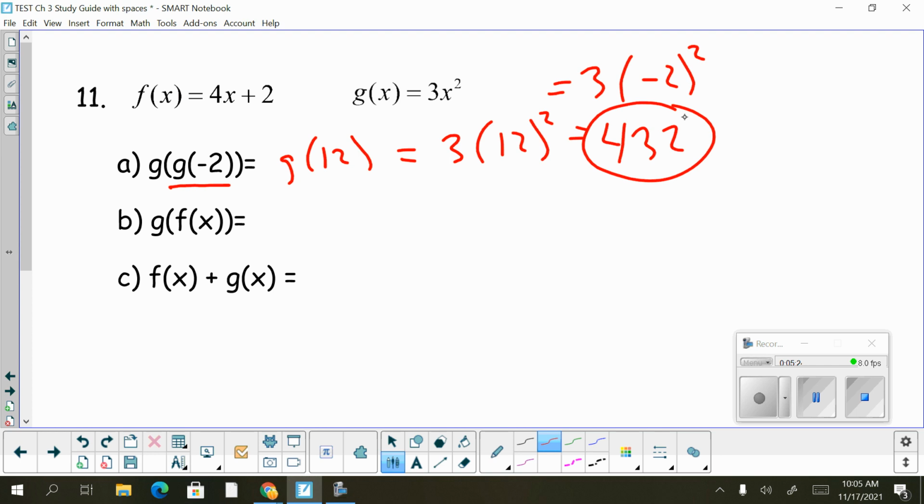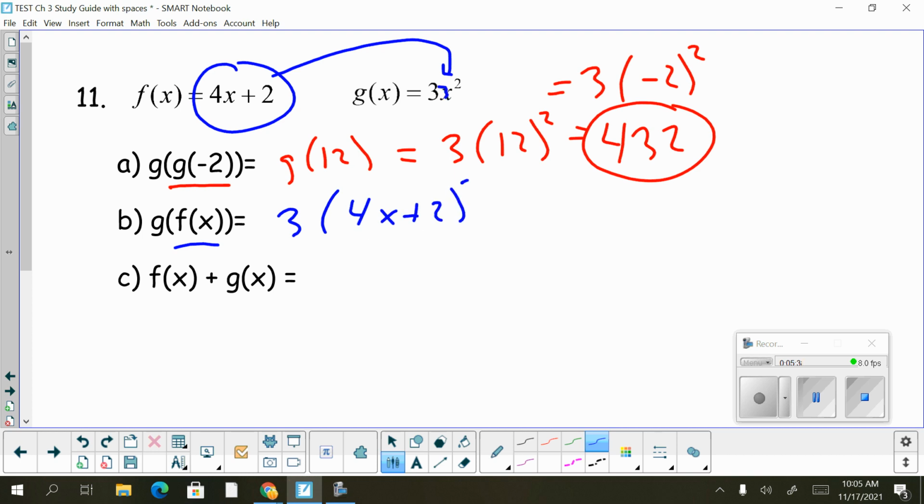This next one's actually going to require a little foiling. I basically have to take my inside function, my f of x, and put it in function g. Put it in there. That means stick it in for x. So you'll have 3 with the parentheses 4x plus 2 that you are squaring. That means I'm going to be foiling 4x plus 2 with 4x plus 2. Actually, I'm not going to foil those two.